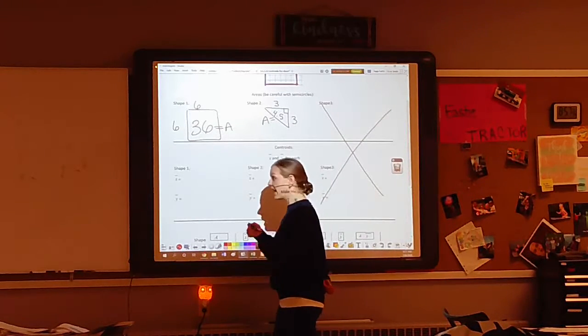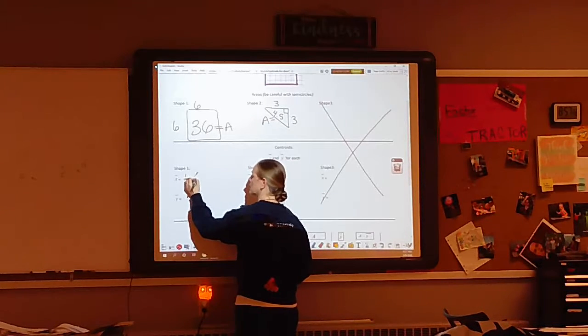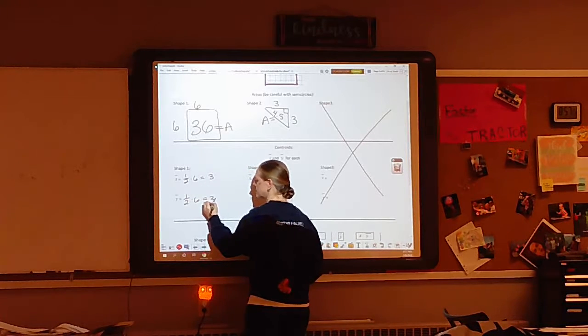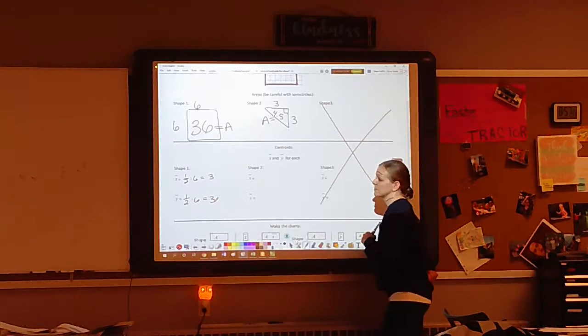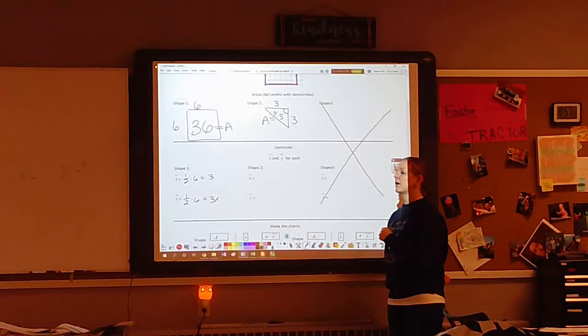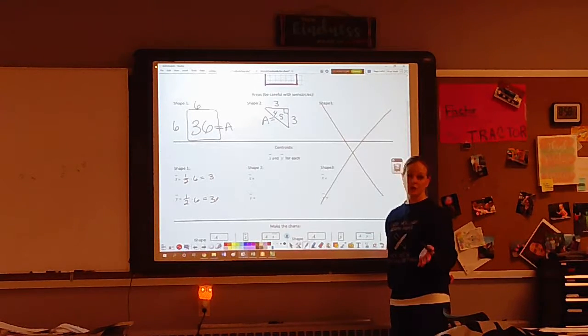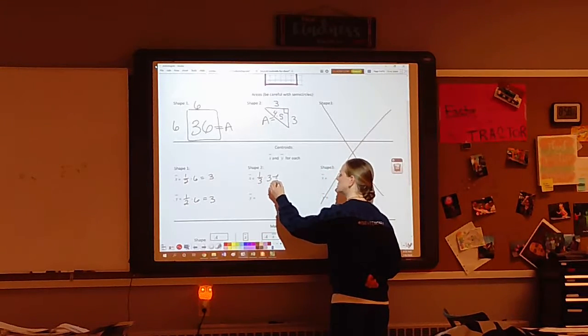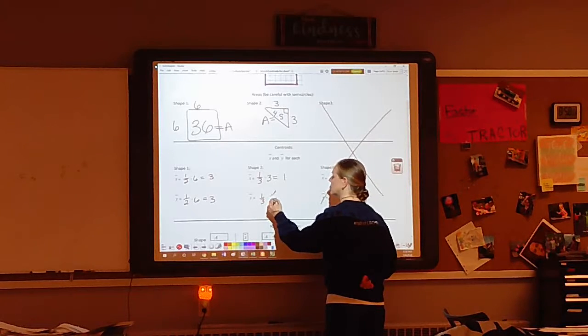So shape 1 is our square. The x bar is half of 6, so it's 3. The y bar is again half of 6, so it's 3. Now if you see the triangle, the base of it is 3 and the height of it is 3. So it's 1/3 for triangles. It's 1/3. So we get 1 and 1.